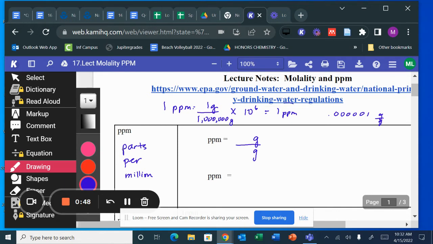Okay, so ppm is used at very low concentrations where you have only a little bit of solute and a lot of solution. So the formula goes like this. It's part over whole. This is solute over solution. In mass percent, we multiply by 100, but in ppm, we multiply by a million.